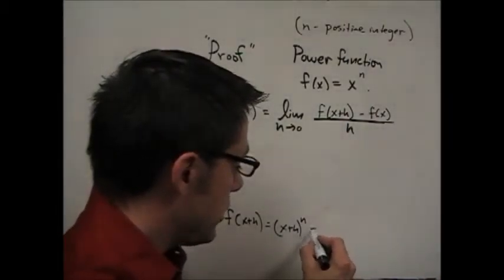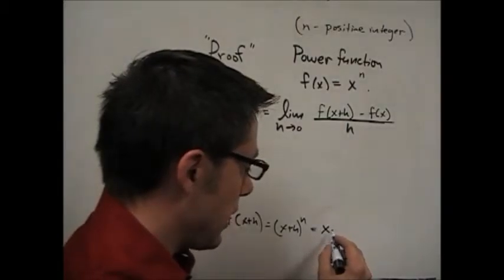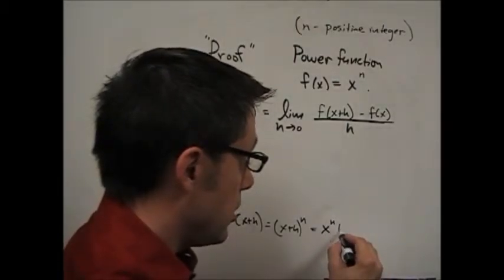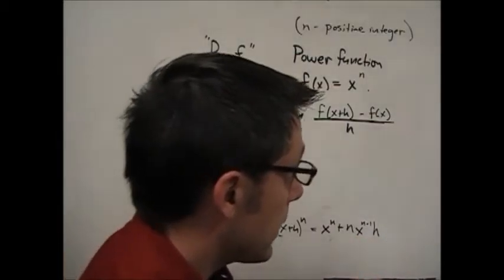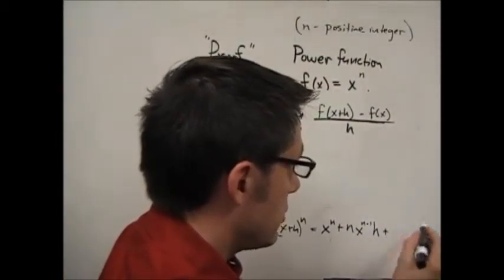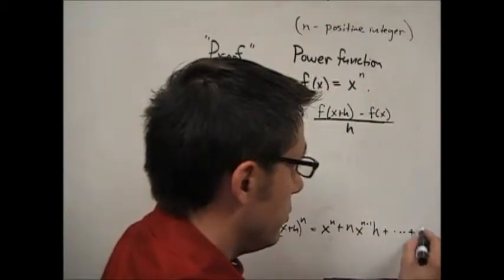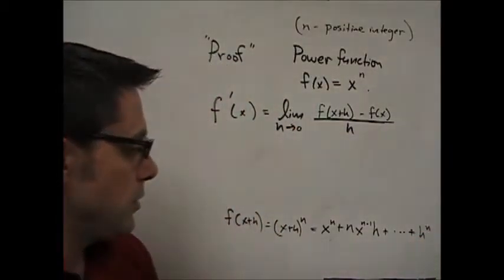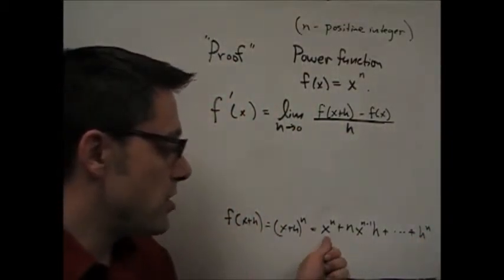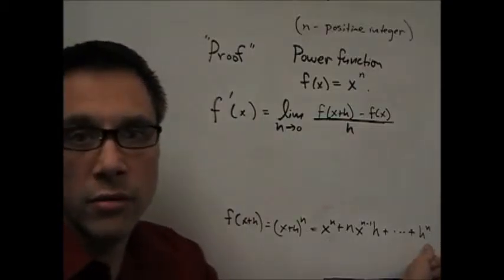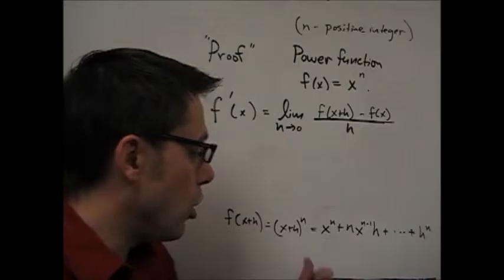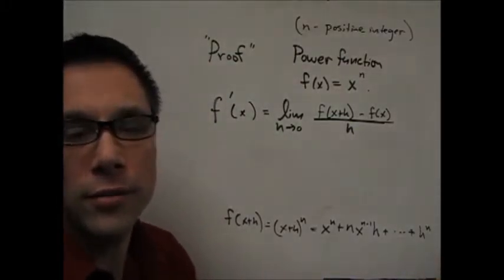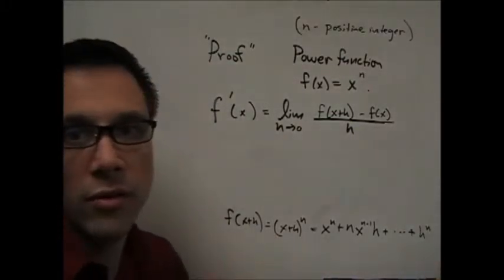And so you get something like this. You get x to the n plus n x to the n minus 1 h plus some other terms all the way out to h to the n power. Okay, so there are a whole lot of terms. We start with x to the n all the way out to h to the n. Remember, we move from one piece to the next, right? All of x and then all of h at the very end. All of one and then all of the other, if you remember.